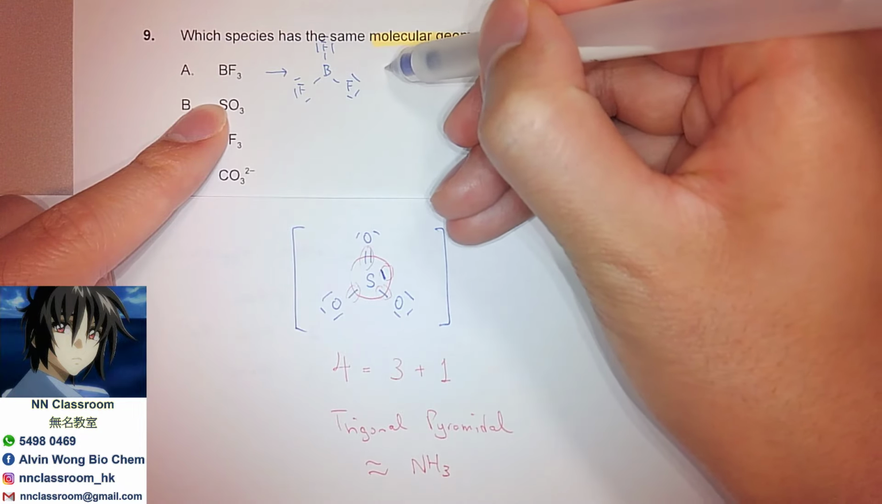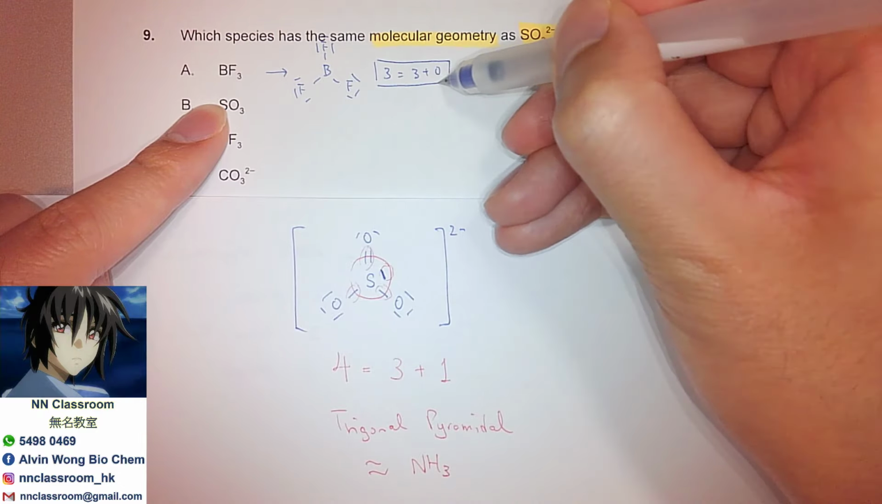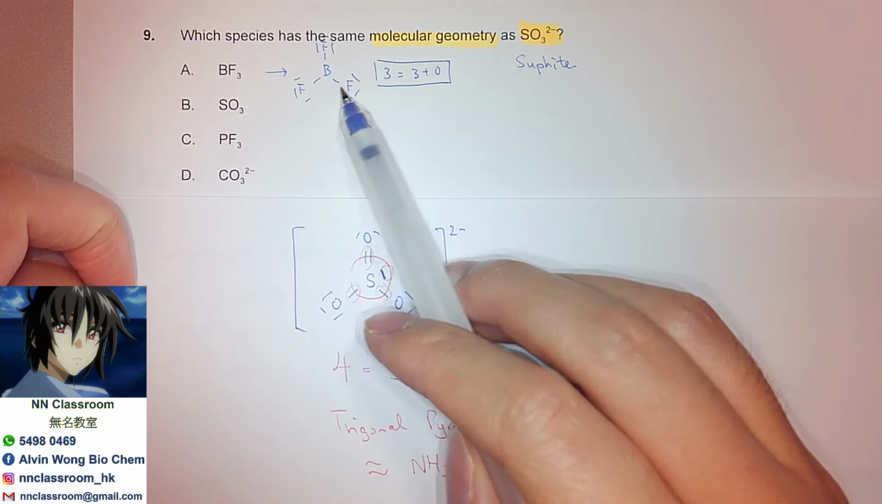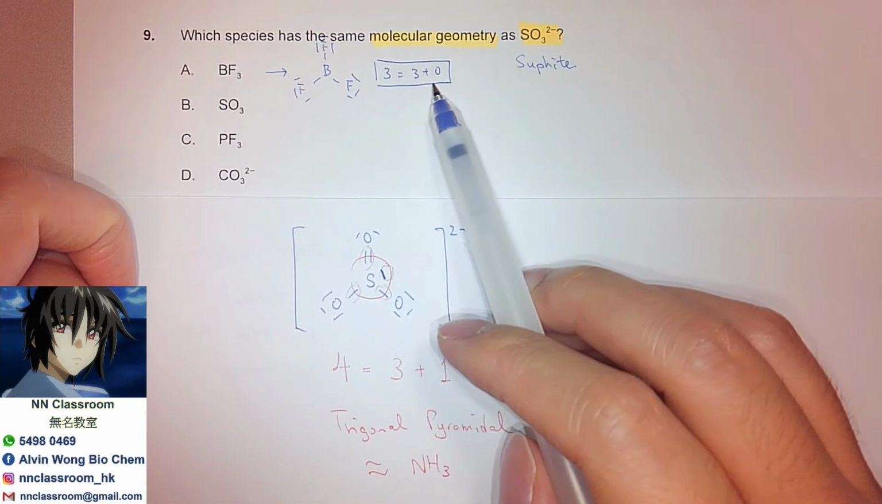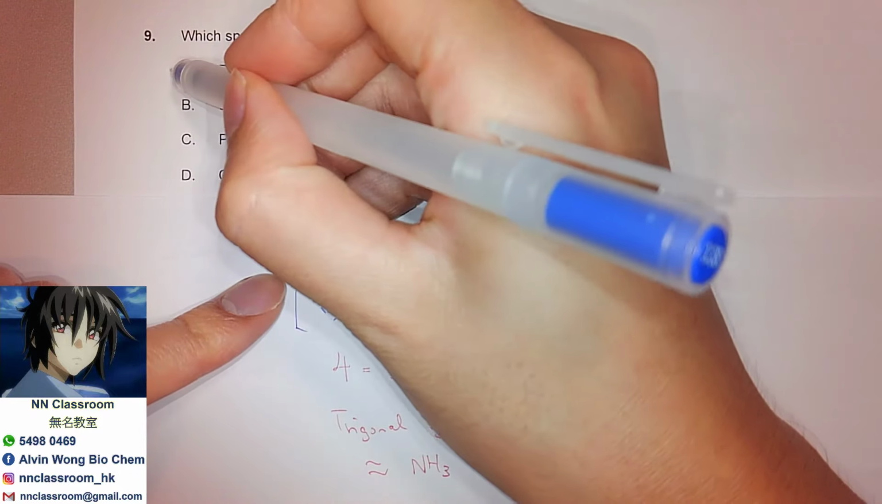So that's why this is only a 3 equals 3 plus 0 situation, counting on the central element. All 3 domains are bond domains, right? So that's why no lone pair. So obviously that's not matching our spell, so that's why it's not the choice.